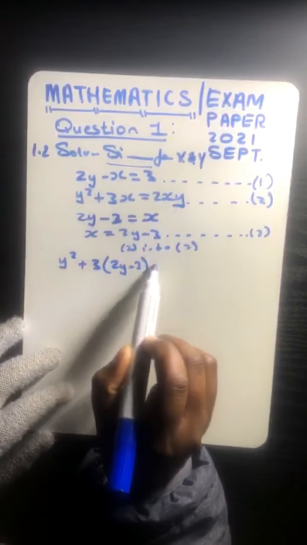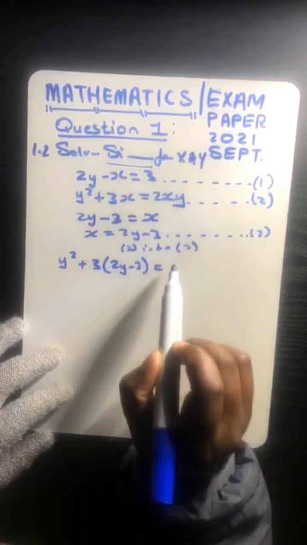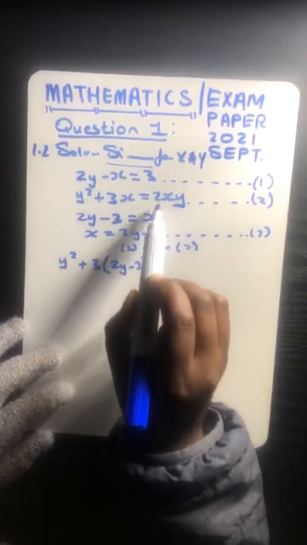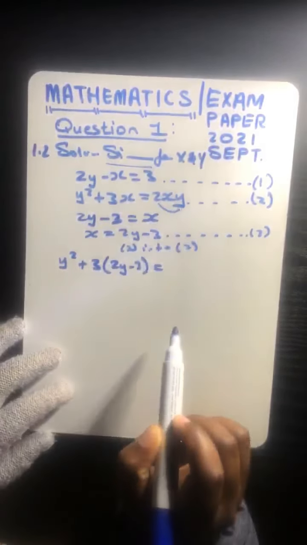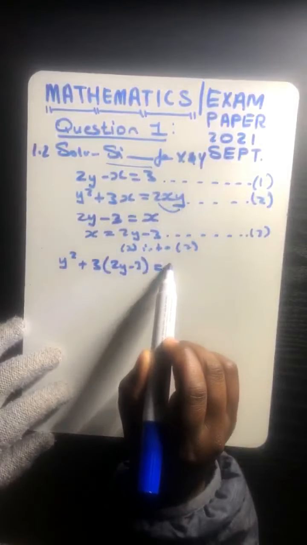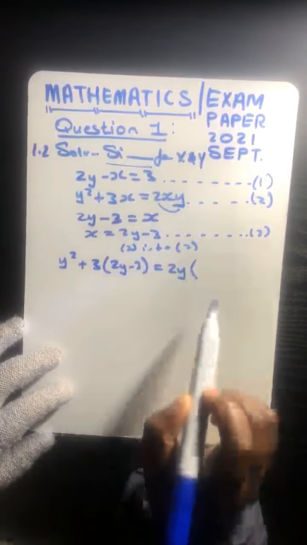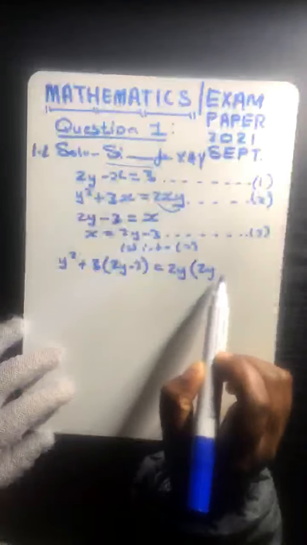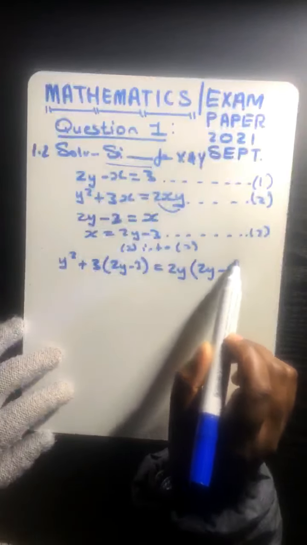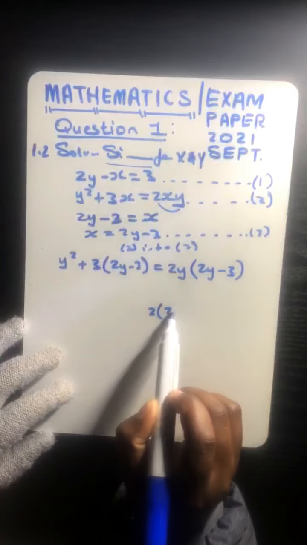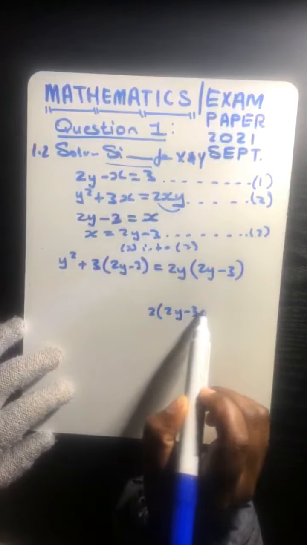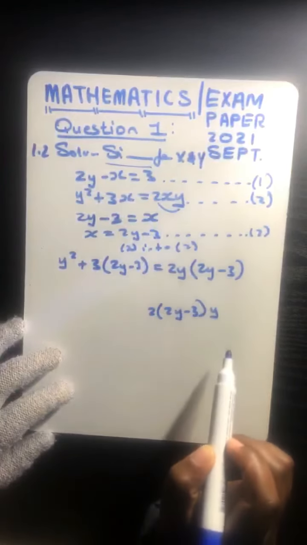So let's see. Can you see? You can still rewrite this thing nicely such that you start with a 2y. So you can just say 2y into, then you have 2y minus 3. Someone was going to say 2 into 2y minus 3, and they have y there.